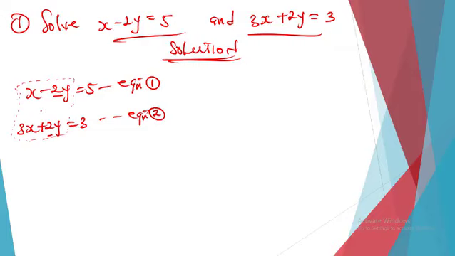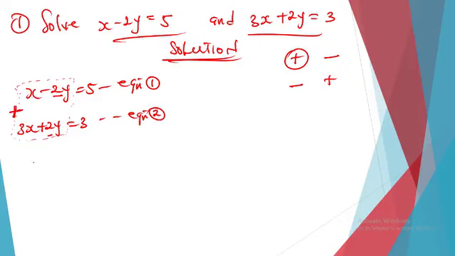The rule is if the two numbers have the same sign as their coefficient, plus and plus, then we subtract. If it is plus, subtract. But if one of them is minus and one of them is plus, then you add. Let us start. We have minus 2 and plus 2. So what do we do now? We add.